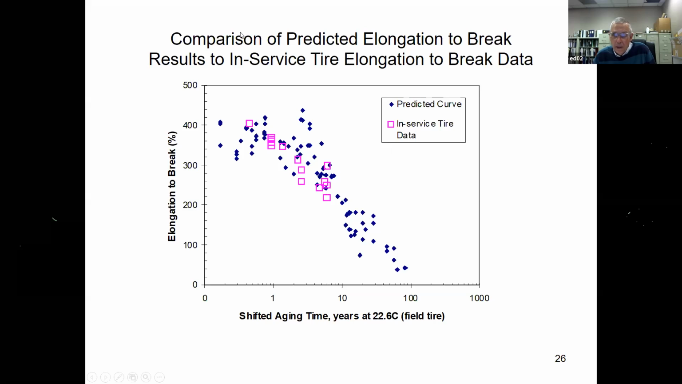And here's a comparison of our predicted elongation to break data. And here's our in-service tire data. So that is the story of how that was obtained.